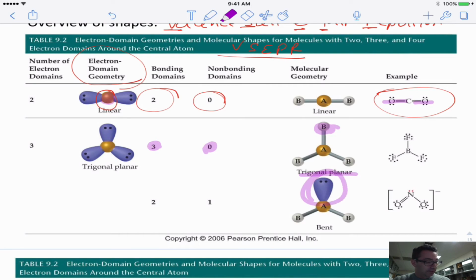Now, if I were to replace this top B atom up here that I'm highlighting with a lone pair that I'm circling down here, it still has a flat shape, but now they call it bent. So when you have 2 connected atoms and 1 lone pair, you're considered bent. And here's an example of a bent molecule, NO2-.